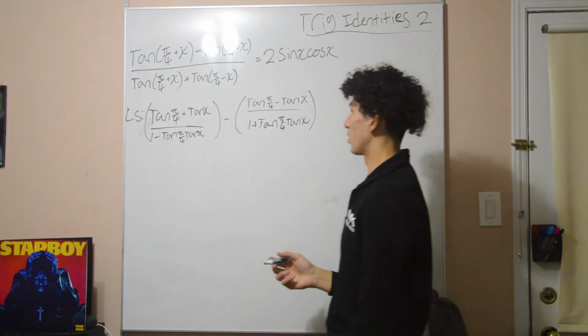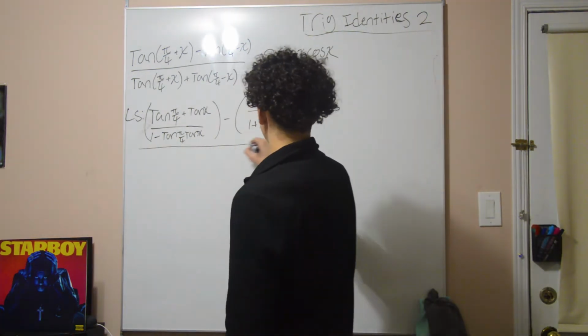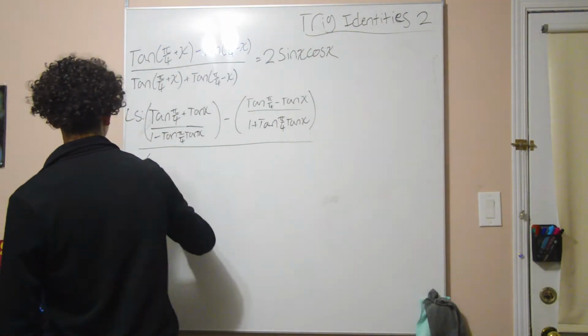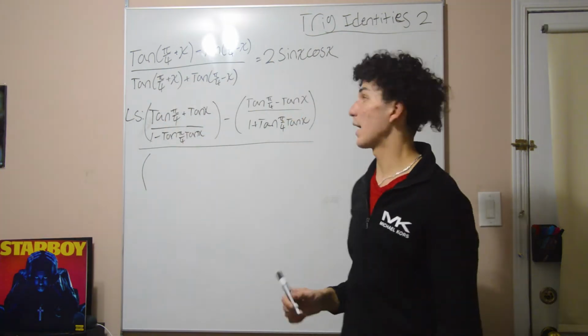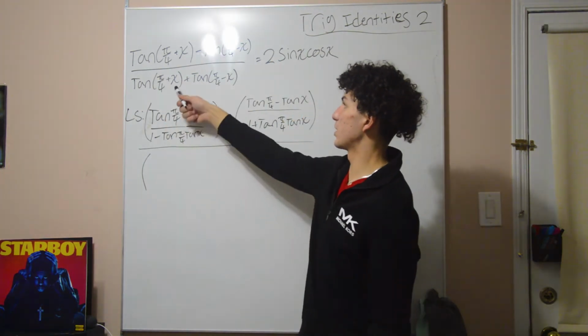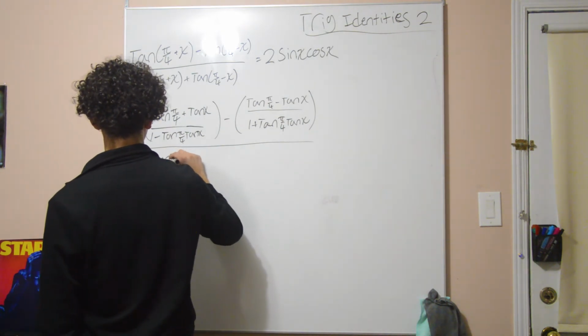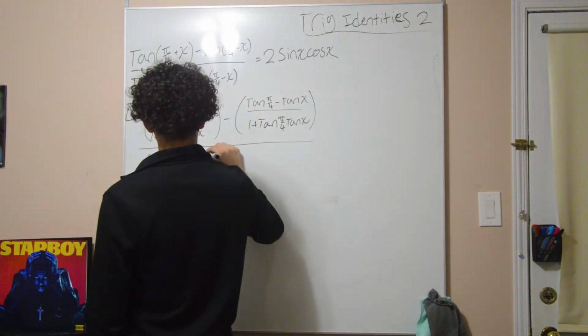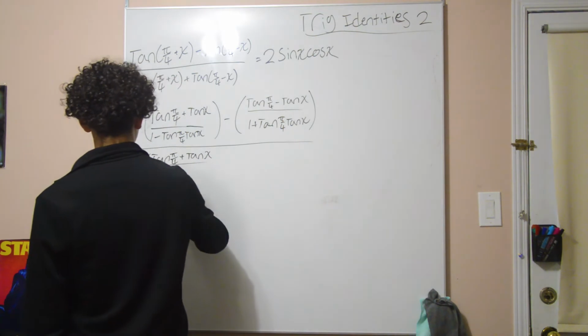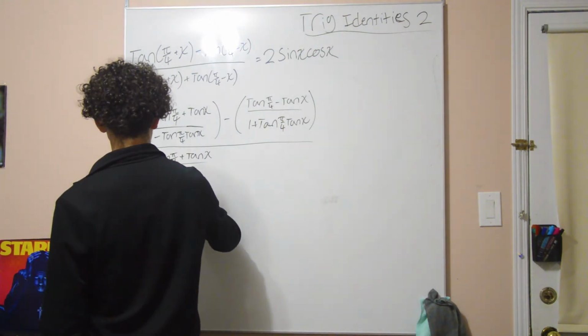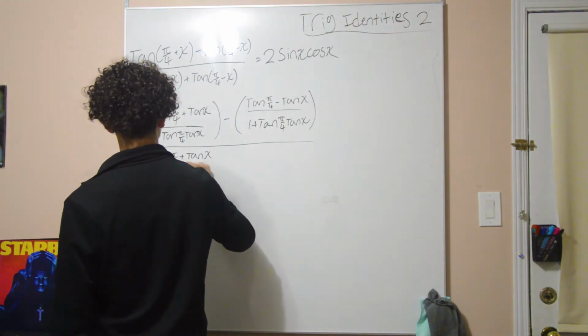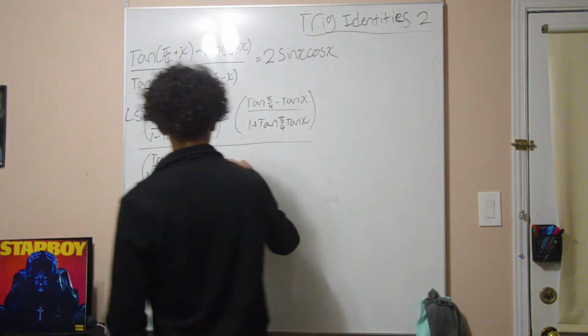Now let's work on the bottom. All that is being divided by, now this right here, tan of pi over 4 plus x, we know what it is because we just did it. So we can basically just copy literally what's on top of it, just like that, divided by 1 minus tan pi over 4 tan x.